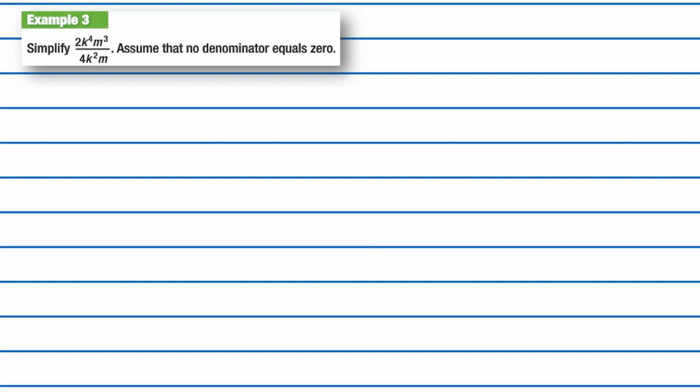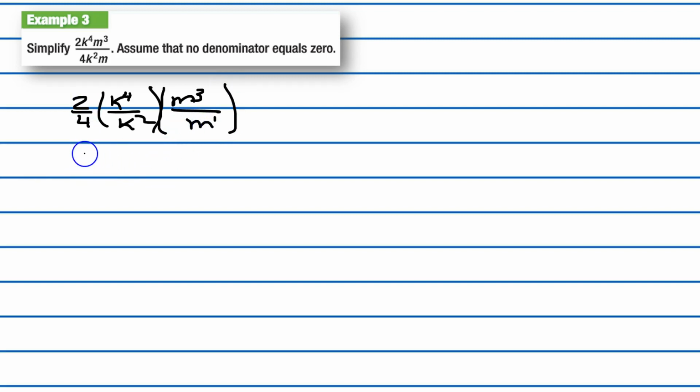Alright, so let's go over example 3. We want to simplify 2k to the 4th power times m to the 3rd power divided by 4k to the 2nd power times m. And we're going to assume nothing in the denominator equals 0. So let's get our like terms together. 2 and 4, those are like terms. Then we have k to the 4th divided by k to the 2nd. Then we have m cubed divided by m. Let's put a 1 there for us. And let's simplify this.